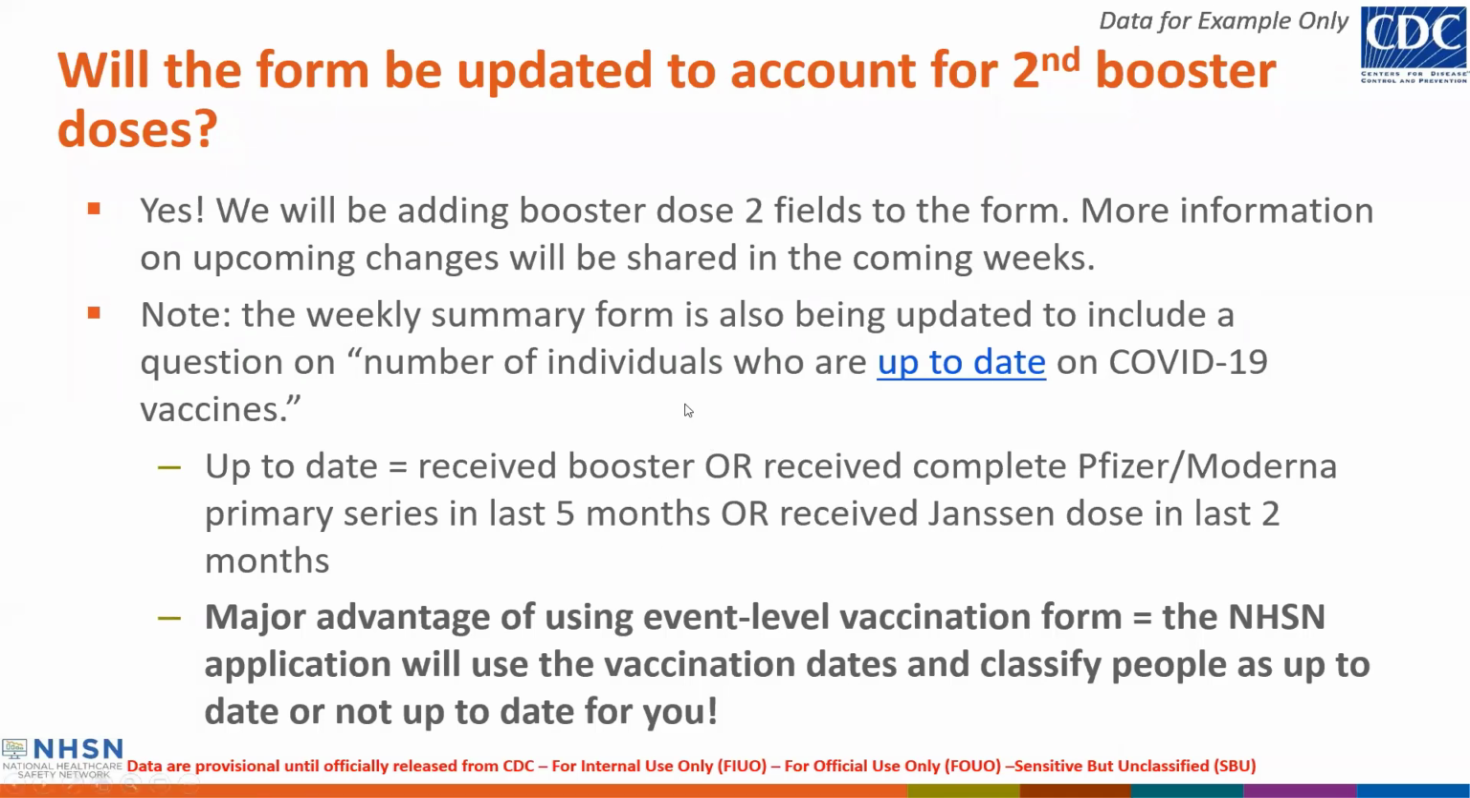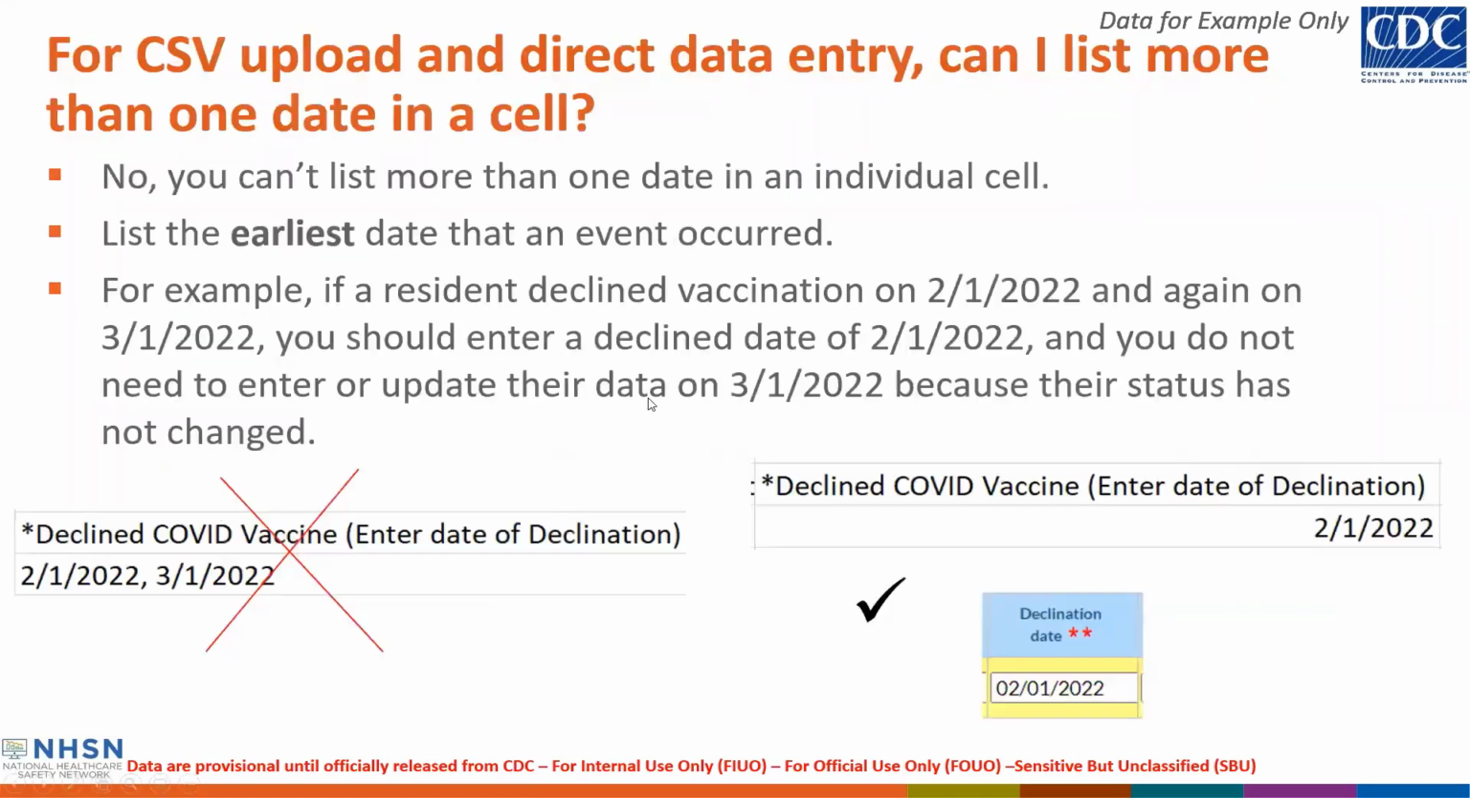So this is a major advantage and a big reason why we are encouraging the use of the event level form, because not only will it make the data more accurate, but we really think it will make your lives easier once you've switched over to using this new system. Yeah, that automation to summarize those calculated fields is a huge benefit.